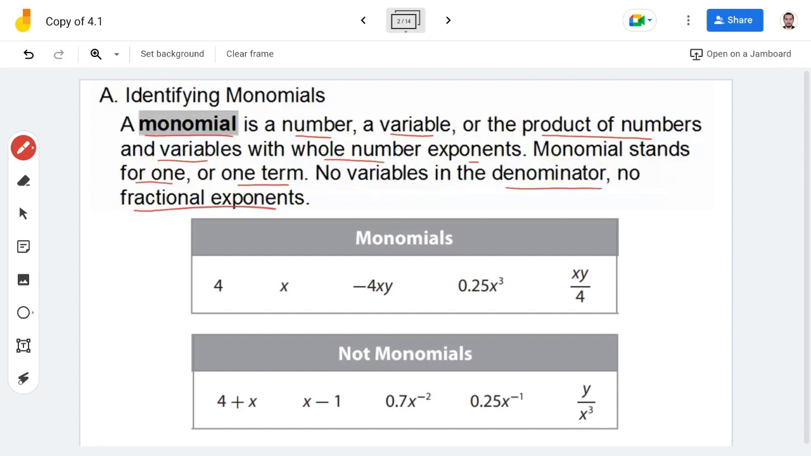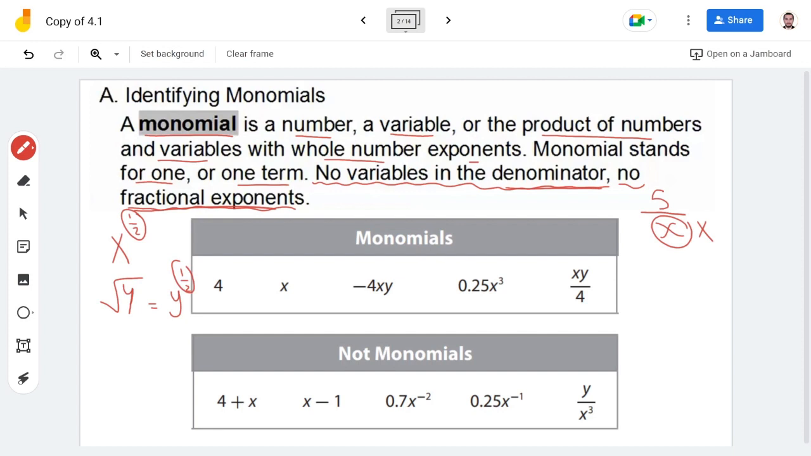So as you can see here, we have two things we can consider not monomial. The first one: no variables in the denominator, like 5 over x. We can't have this in the denominator. And no fractional exponent, meaning no x to the 1 over 2, let's say the square root of y, because the square root of y, if you remember, can be written as y to the 1 over 2. So no fractional exponent.